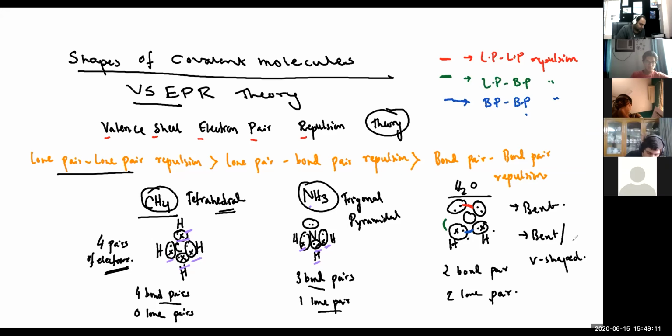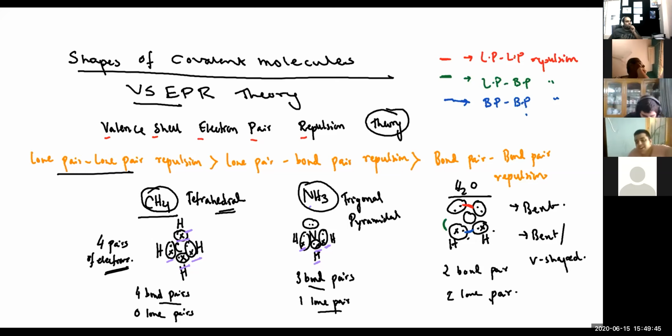Sir, question. Whenever we draw dot and cross diagrams, are we going to be marked on the places where the bond pairs and lone pairs are, the way they're arranged? Yes.